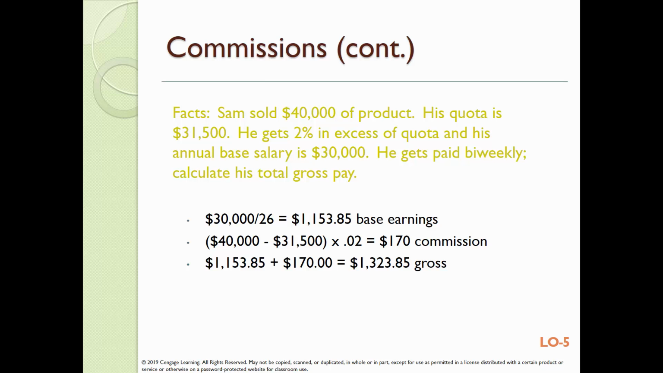So then he gets another 2% on the $8,500 in excess of his quota. It might not necessarily be in excess of quota. It might just be 2% of sales period. Okay? And you can design it any way you want it. So in total for this check, he gets $1,323.85.